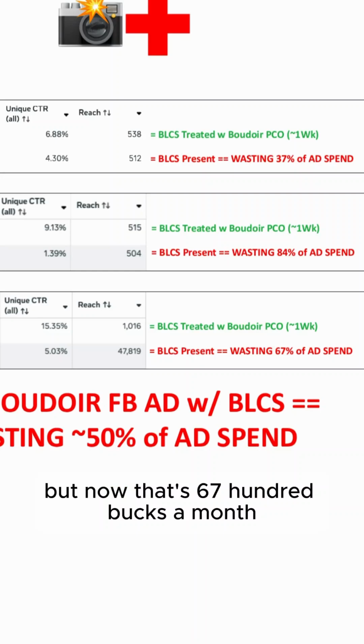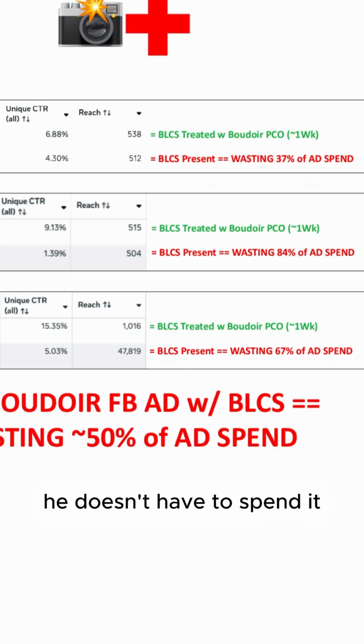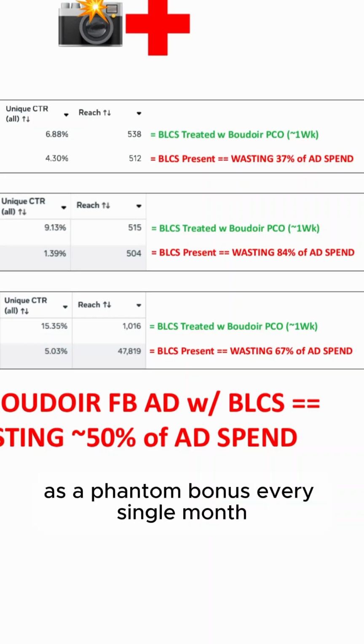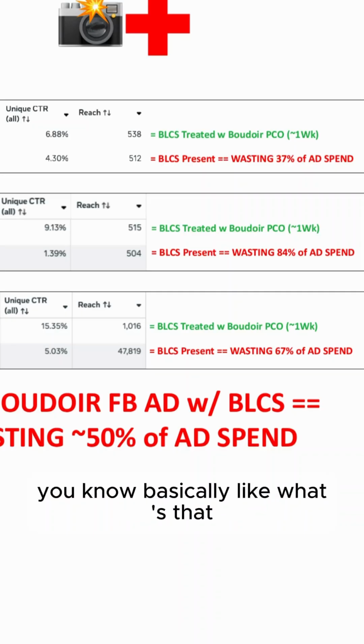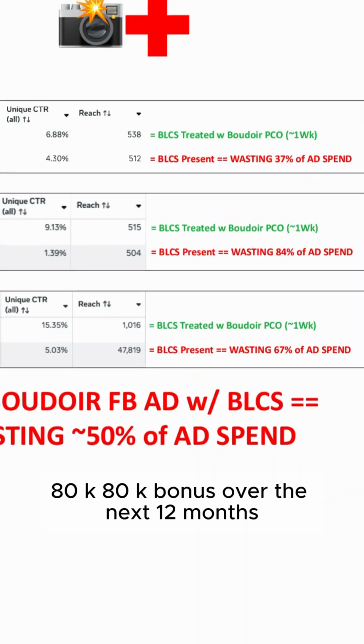But now that 6,700 bucks a month that was being wasted, it's now being eliminated back in his pocket. He doesn't have to spend it as a phantom bonus every single month. Basically like, what's that, 80K? 80K bonus over the next 12 months.